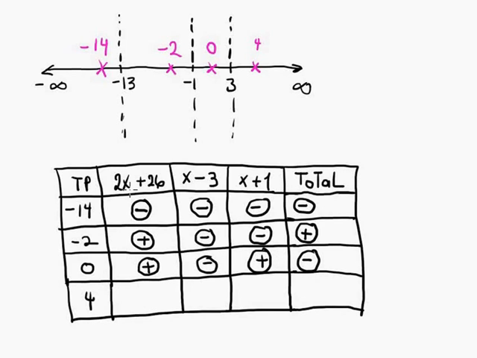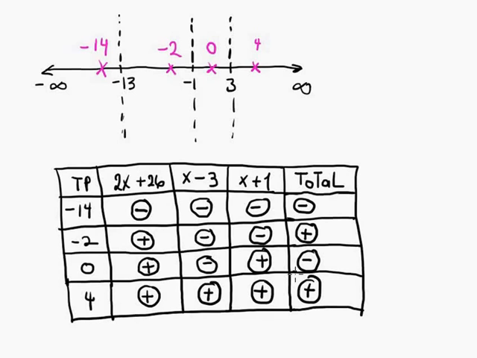Now 4 here, 4 times 2 is 8, is positive, of course. 4 plus 26 is positive, it's obvious. 4 here is positive, and 4 here is positive. Three positives, it's obvious, it's positive.